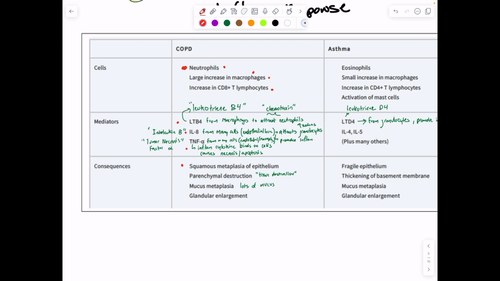So the consequences of COPD: you can have squamous metaplasia of epithelium, right? Going from respiratory to simple squamous epithelium. Parenchymal destruction just means tissue destruction. Mucus metaplasia, aka lots of mucus, and then glandular enlargement.